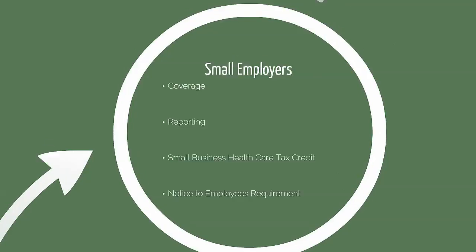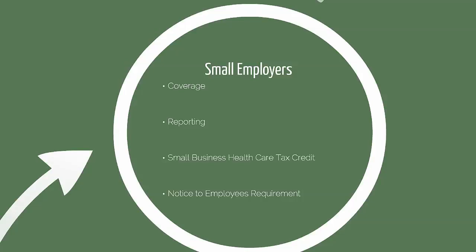Now that we understand what an FTE, full-time equivalent employee, is, we can now get into the differences between small employers and large employers and how the law will apply to them. So a small employer is anyone with less than 50 FTE, full-time equivalent employees. If an employer is a small employer, they will not be responsible for the shared responsibility payment. Again, we're going to discuss this later.